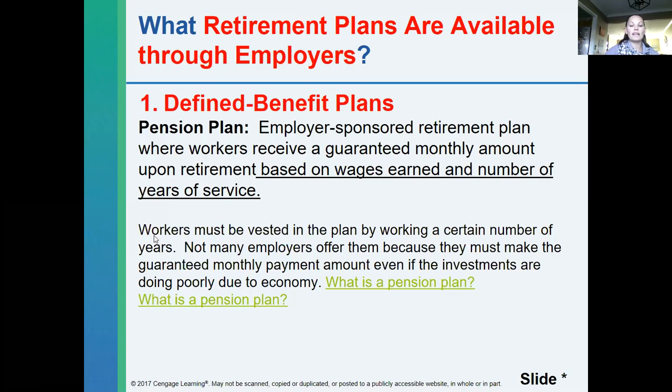So workers must be vested in the plan by working a certain number of years. Not many employers offer them because they must make the guaranteed monthly payment amount even if the investments are doing poorly. We're not going to look at these links.